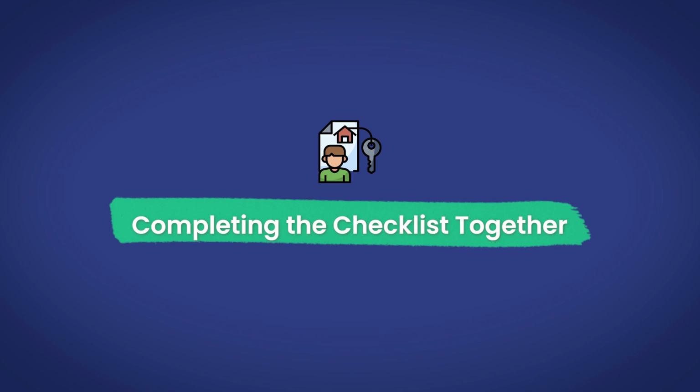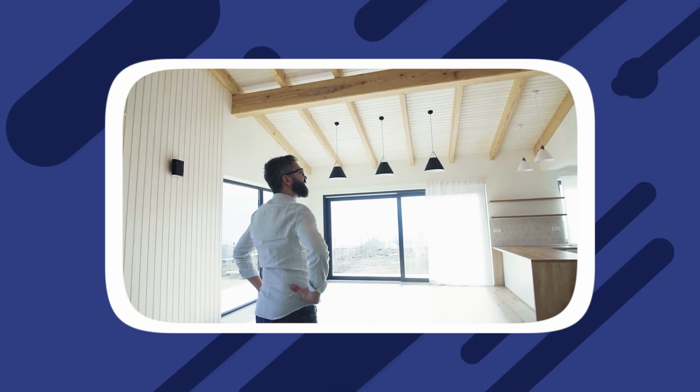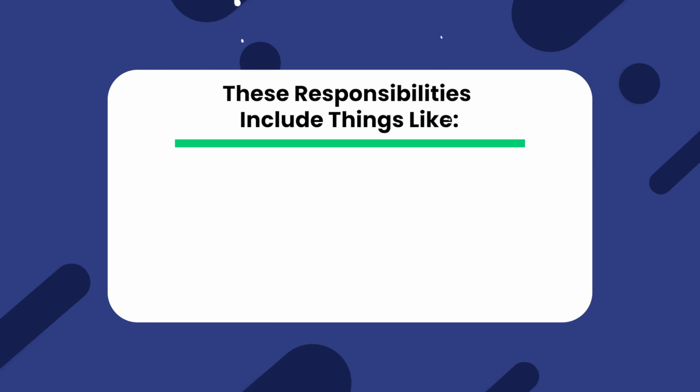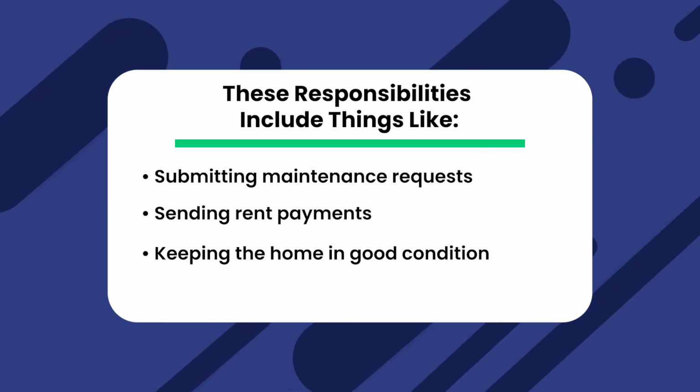Completing the checklist together. Completing the rental property checklist together has benefits for both the tenant and the landlord. For the tenant, it can be seen as an opportunity to ask any pressing questions about any issues on the property. They can also make sure that they are satisfied with the condition of the rental property at the time of moving in. For the landlord, this can be seen as a time to give the tenant a rundown of all of their responsibilities. These responsibilities include things like submitting maintenance requests, sending rent payments, and keeping the home in good condition.